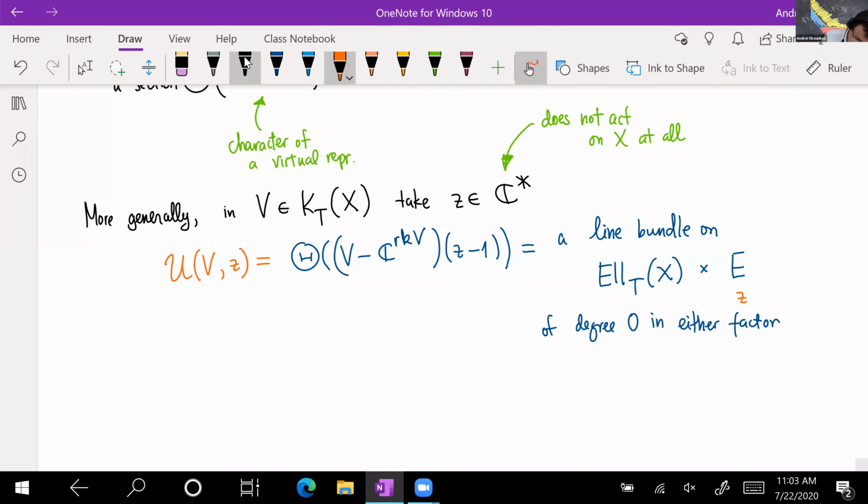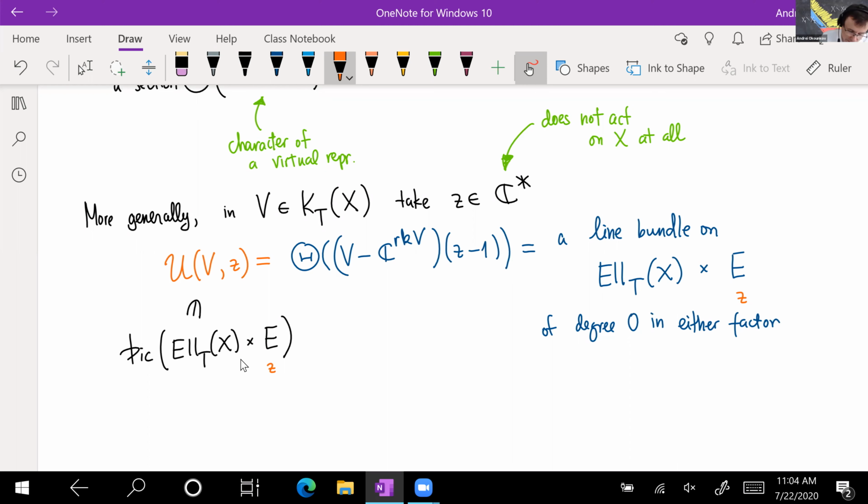And then, so this is a line bundle, so this is an element in Pic of elliptic homology T X cross elliptic curve with this new coordinate Z. And like I said, it has degree 0 along either factor, for the simple reason that if I specialize, say if I set the variable Z to 1 or take the origin of the elliptic curve, then I'm going to get the trivial bundle.